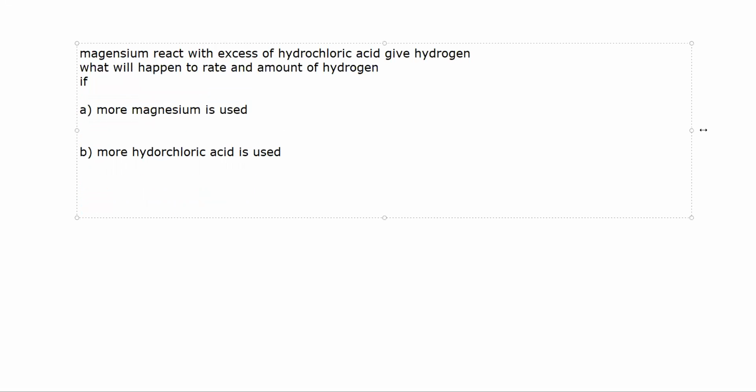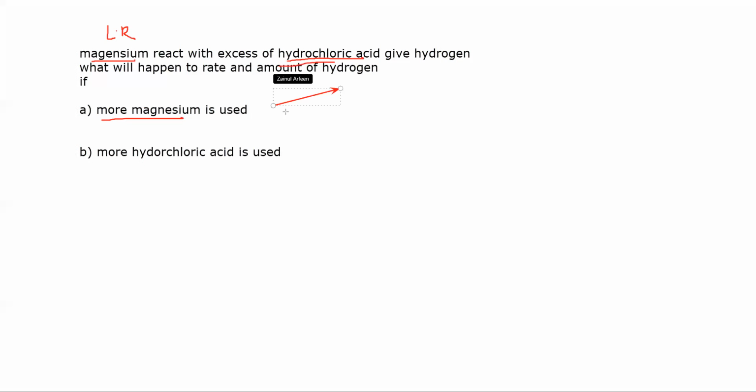So magnesium is reacting with excess hydrochloric acid, so hydrochloric acid is in excess. The term excess means more than enough for a reaction, or too much, or it will be left behind. So if I change magnesium, this shows magnesium is the limiting reagent or small quantity in the reaction, and hydrochloric acid is in excess or more than what we need.